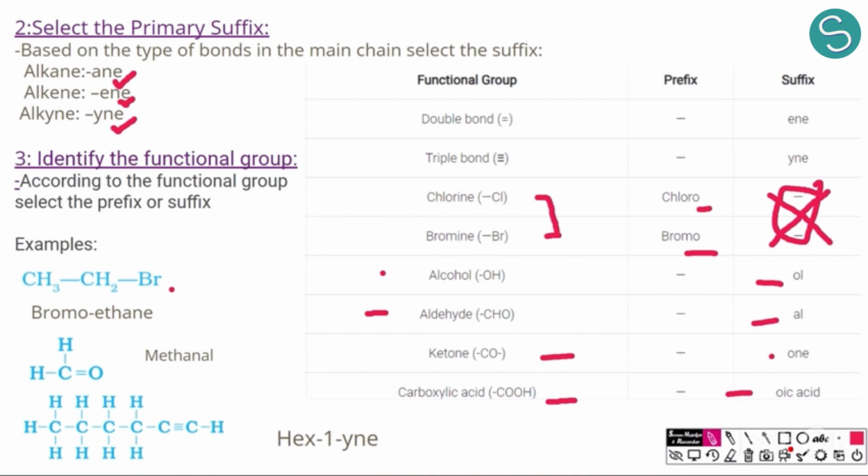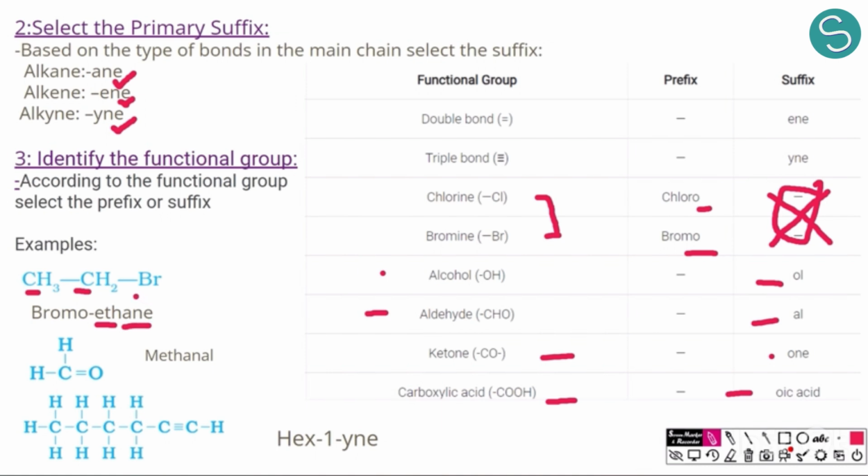Here we have an example. Considering this example, let's start from the first step. For the first step we will see the carbon chain. We have 2 carbons here. This means the word root is eth, so I have written eth here. Then we will see the type of bond. The type of bond is a single bond, so it means it is an alkane, so we will write ane, ethane. Now we will see the substituents.